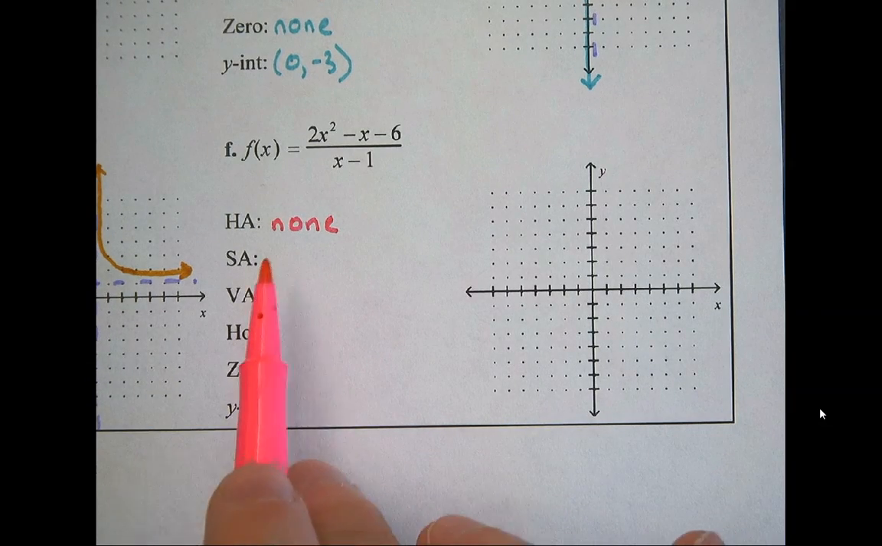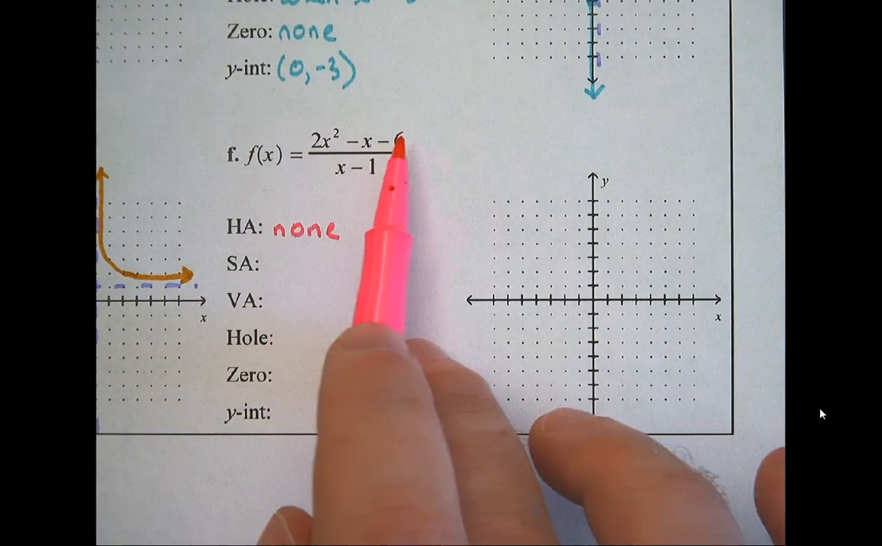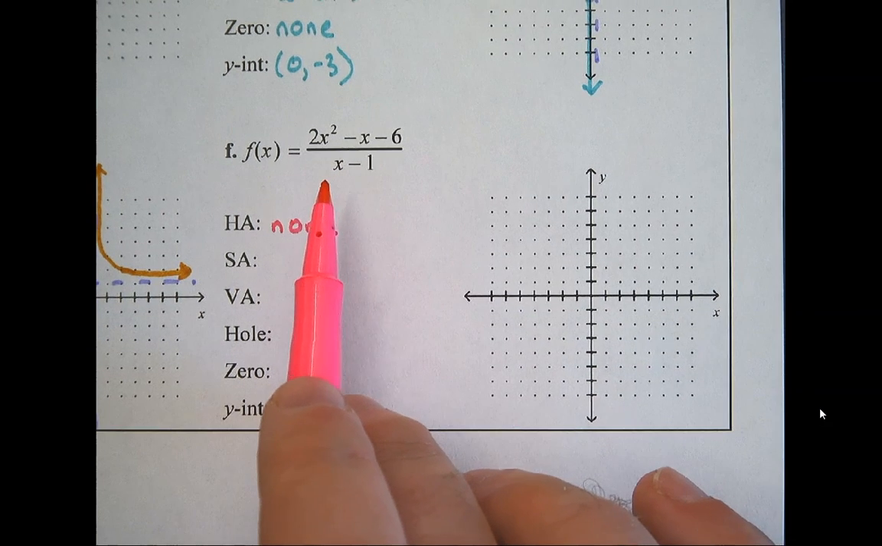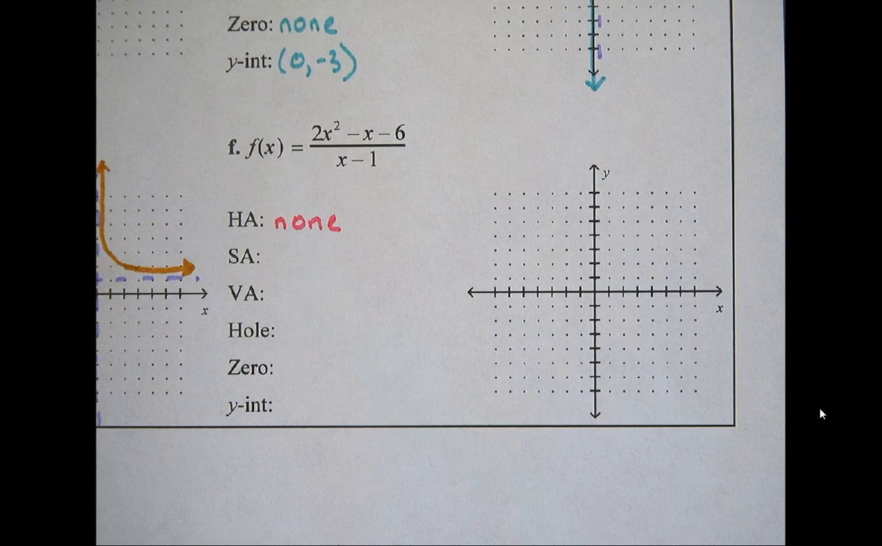Okay, so then how do I find the SA? Well, remember, this is still a division problem. So to find the SA, you want to go down and do some synthetic division.